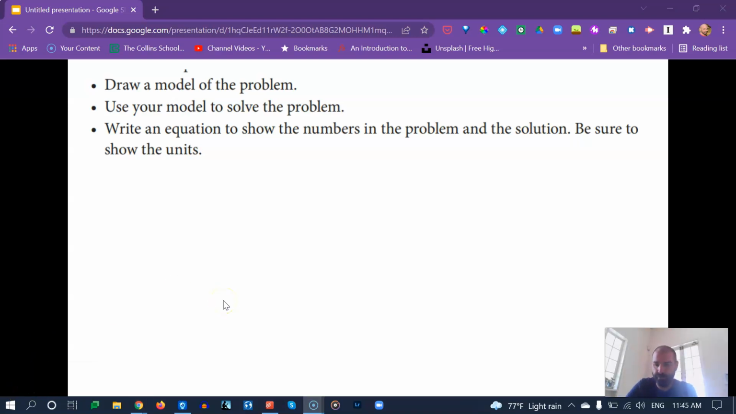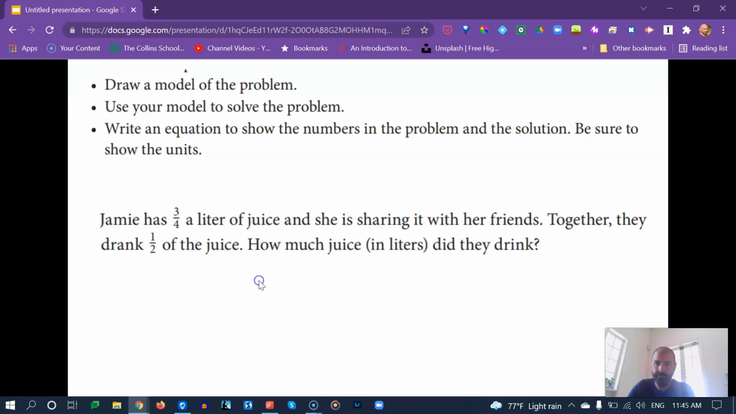All right, so our first problem is: Jamie has 3/4 a liter of juice and she is sharing it with her friends. Together they drank 1/2 of the juice. How much juice in liters did they drink? So first I want you to draw the model and then pause and look at what I did. So think about, what does this look like? What does 3/4 of a liter of juice look like? And what does them drinking 1/2 of that? How can you show that with a picture model? Go ahead and try that, and then I'm going to show you what I did.